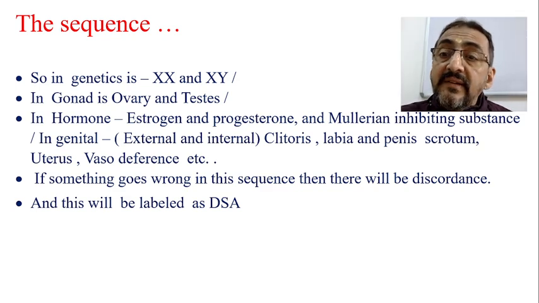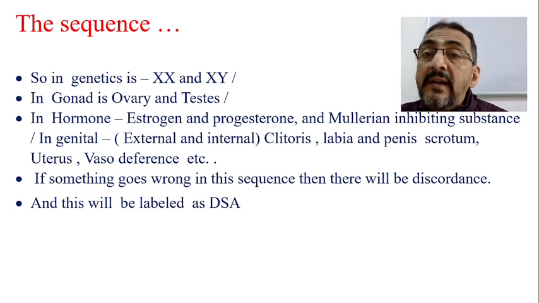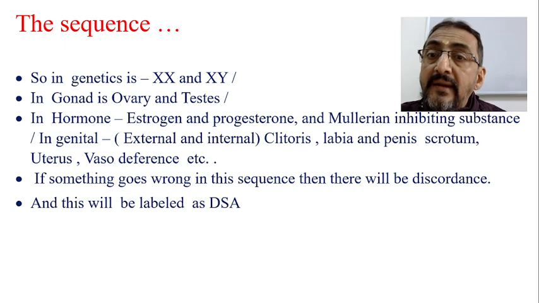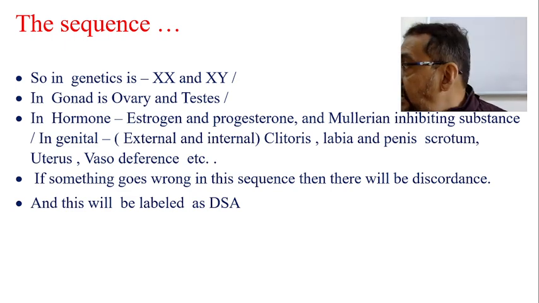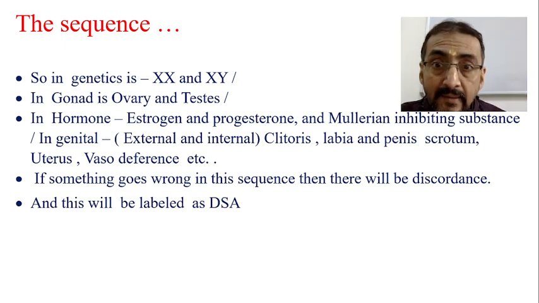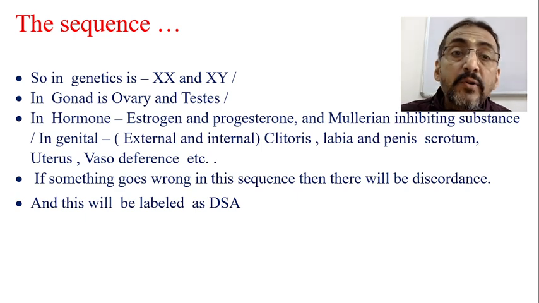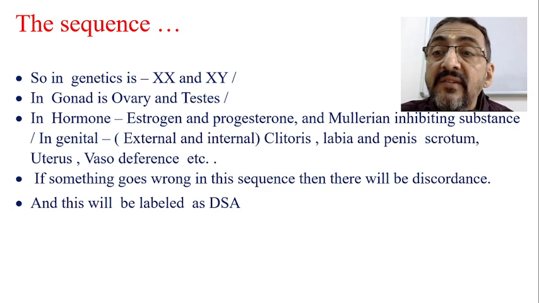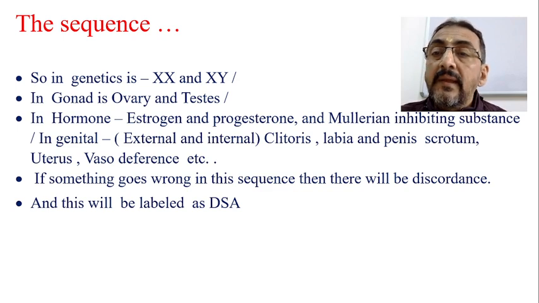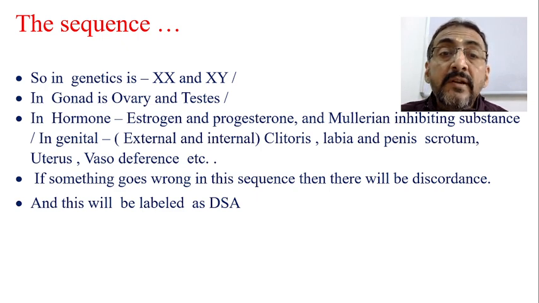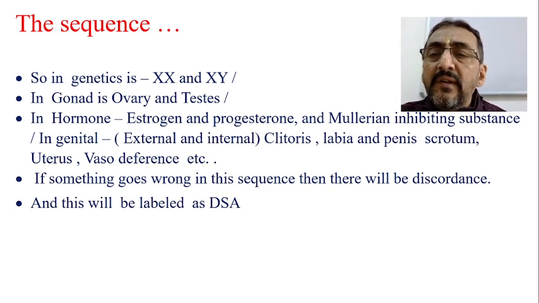So what is the sequence? First genetics, XX and XY. Then come the gonads, like ovary and testes. Then comes the hormones, estrogen, progesterone and Mullerian inhibiting substance in general, which are responsible for the formation of external and internal genital organs: clitoris, labia, penis, scrotum, uterus, vas deferens, etc.